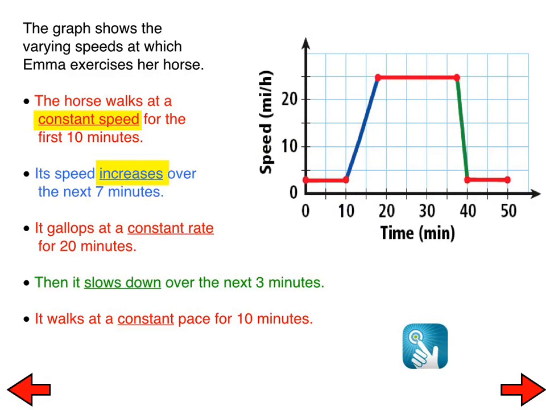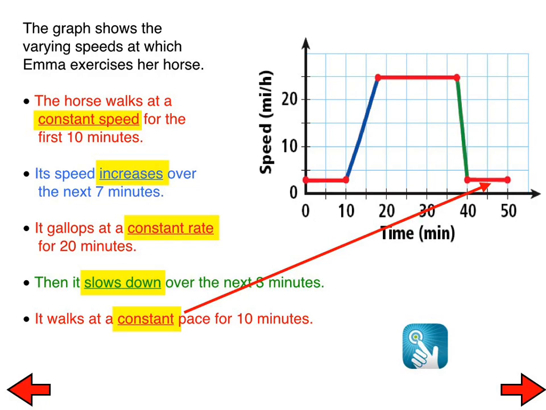All right, the next part is it gallops at a constant rate for 20 minutes. How do I know it's constant? Because the speed is staying the same. It's level. How do I know it's for 20 minutes? Well, just like all the other ones, from here to here, that's about 20 minutes. The next part is slows down for the next 3 minutes. That's where it's decreasing. The speed is getting less and less from left to right. And it's 3 minutes because of what we've already talked about. And then it walks at a constant pace for 10 minutes.